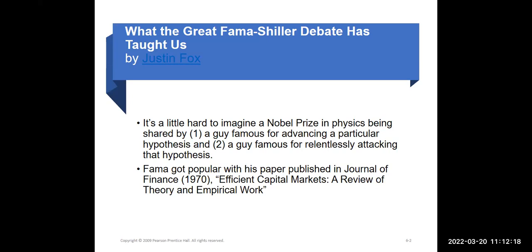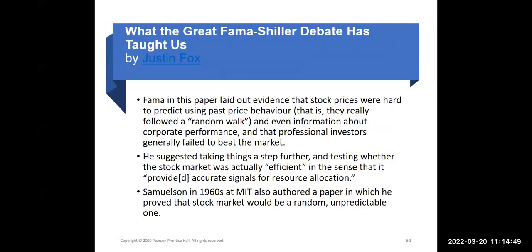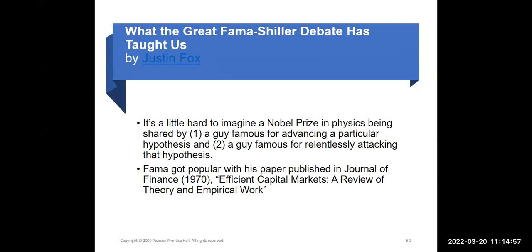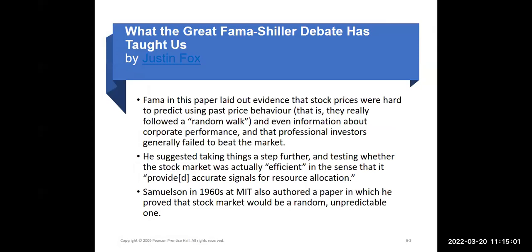If you look at both individually, we are talking about Eugene Fama. He became popular with his paper published in the Journal of Finance in 1970. The paper was about efficient capital markets, a review of theory and empirical work. In this paper, he laid out evidence that stock prices were hard to predict using past behavior. That is, they really followed a random walk.